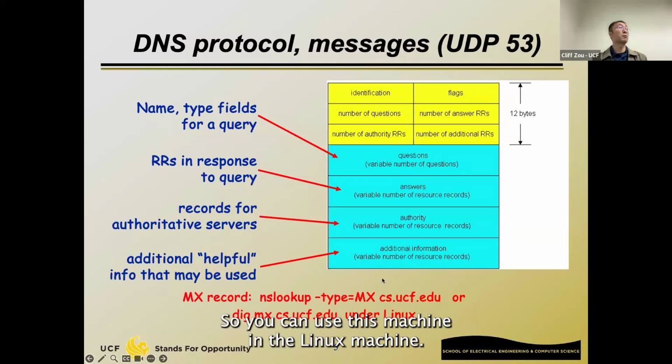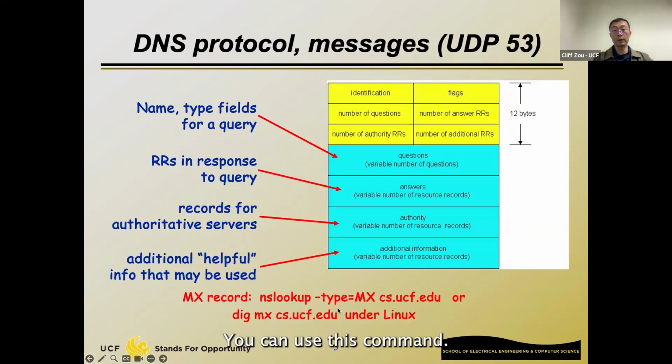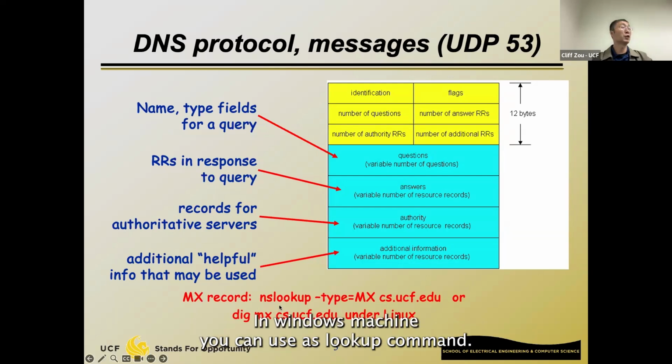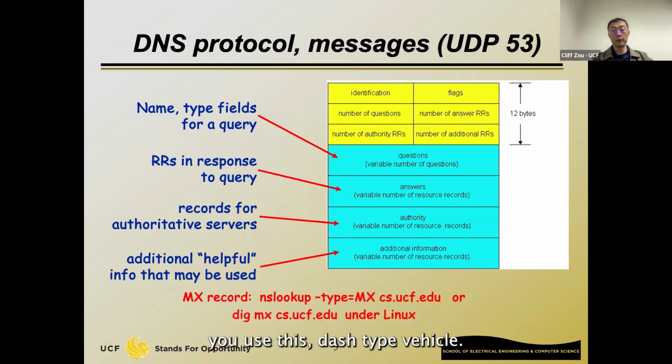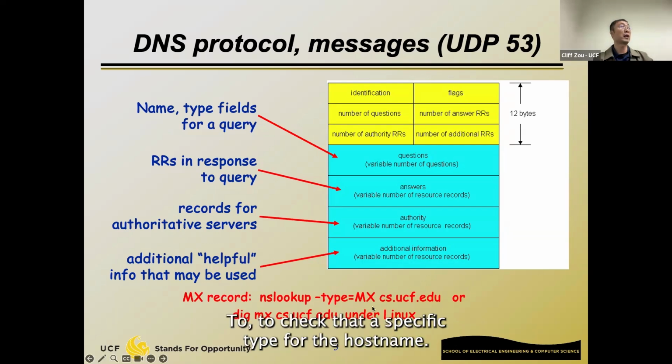So in the use this machine, in the Linux machine, you can use the dig command. In a Windows machine, you can use the nslookup command. With nslookup, if you want to check for a specific type of record, you use dash type equal to check that specific type for that host name.